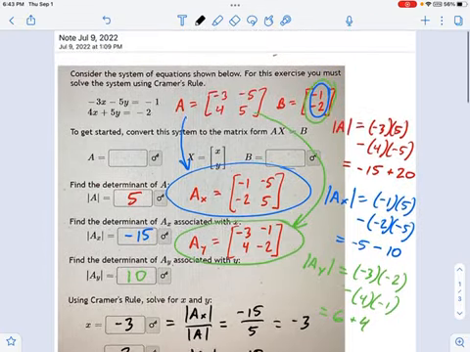When the system gets bigger, and I'll do one of those examples too, you simply have a few more matrices to determine, and then you run these same formulas at the end.